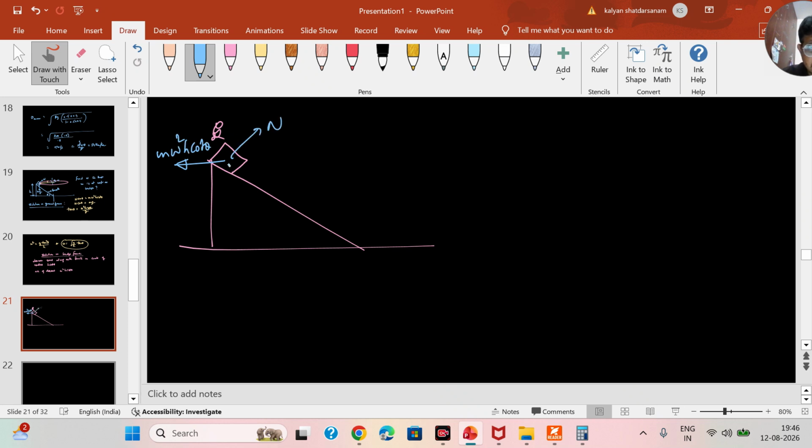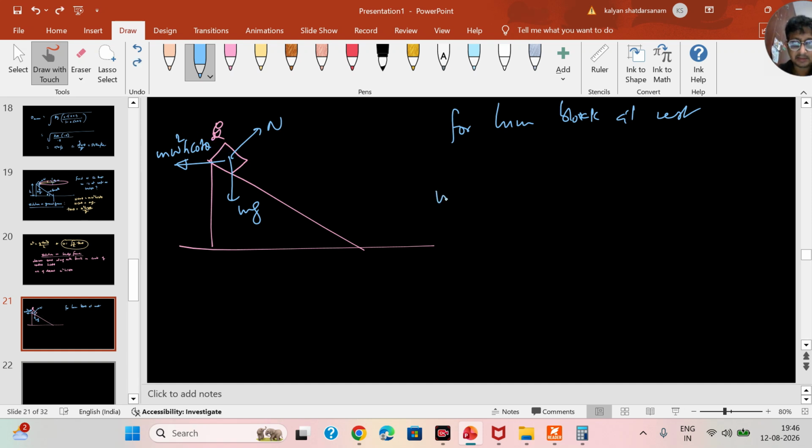Then there is N and there is mg, and all these forces are keeping the block in equilibrium in his frame because he is going along with the block. So for him, block at rest. So these forces should balance. You can directly balance forces along the incline because N has no component along the incline.